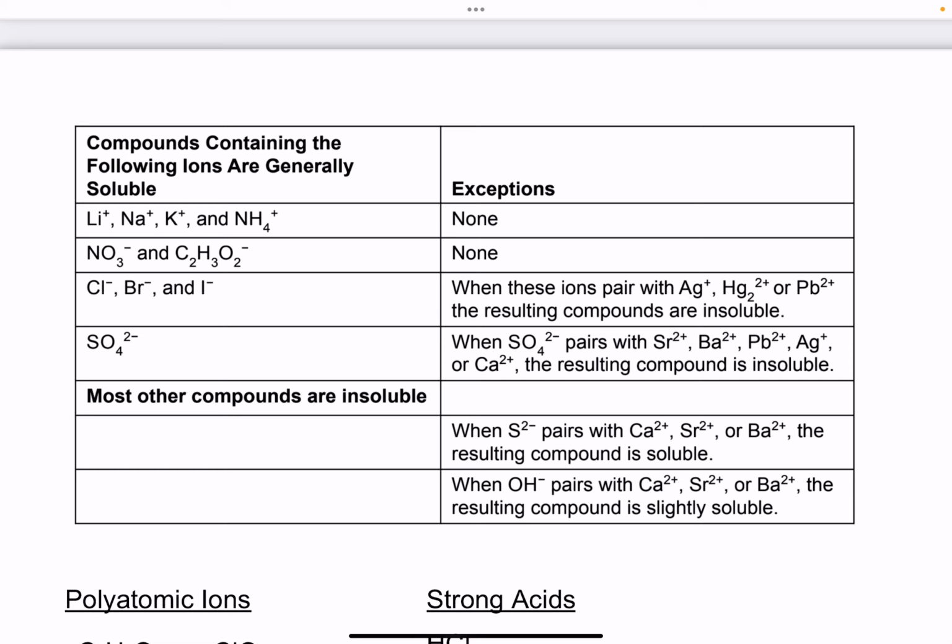And don't worry about the ones that say most other compounds are insoluble. If it's not listed up here, it's insoluble. Don't worry about these two. We'll talk more about those in Chem 2 when we deal with hydroxide compounds a lot.